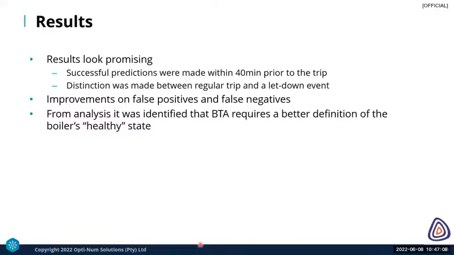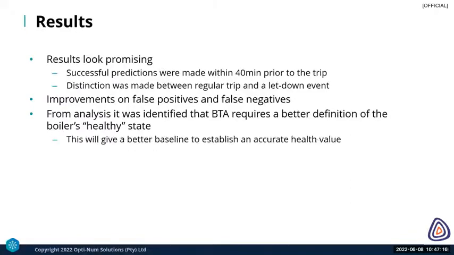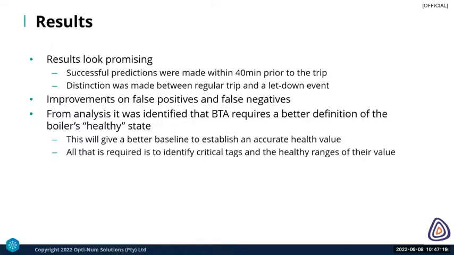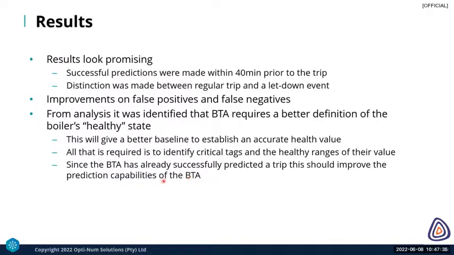From the analysis, it was identified that our boiler trip advisor required a better definition of the boiler's healthy states. So that's another very important refinement. That'll give a bit of a baseline, and it's also required to identify the critical tags and the healthy ranges of their values as well. So going through the list of tags with the engineers and understanding where the healthy operating ranges are. Since the boiler trip advisor already successfully predicted the trip, this should improve its capabilities. All of this is contributing towards a better product.